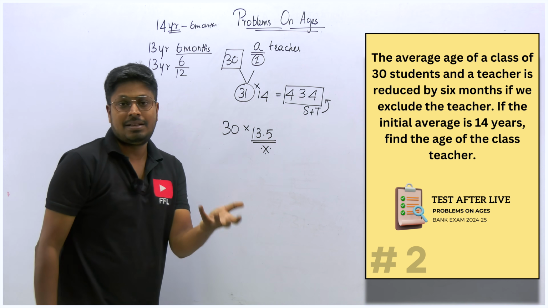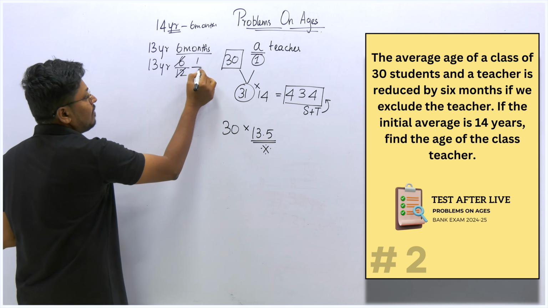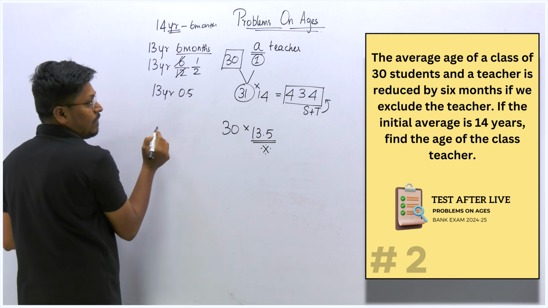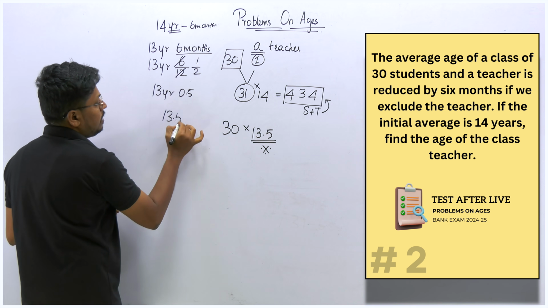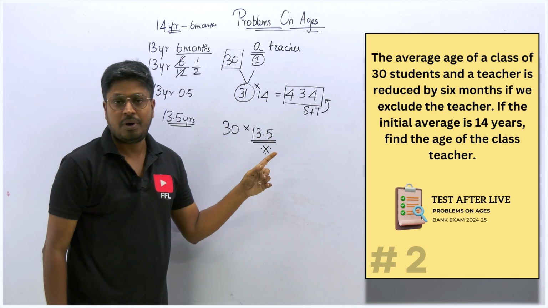When you convert the month into a year, divide by 12. So 6 by 12, when you cancel it, will be 1 by 2. So 13 years, 1 by 2 can be taken as 0.5. So finally 13.5 years. So friends, understood? So completely we have written it as 13.5.